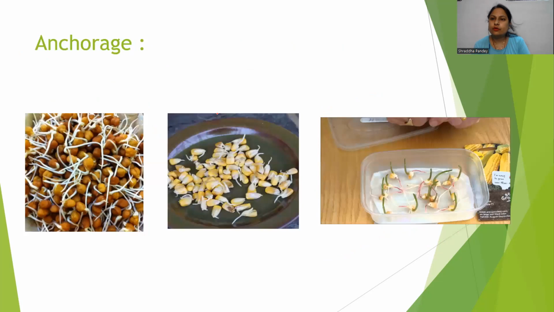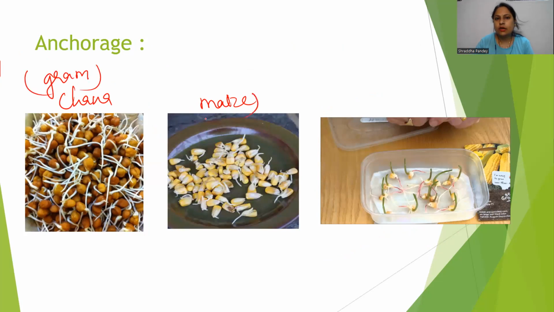What is another role of roots? So you can do this activity. Take gram, chana, and maize, corn. Corn seeds and gram seeds you take, and take a plastic container.